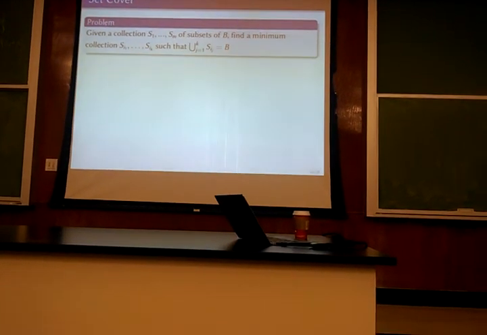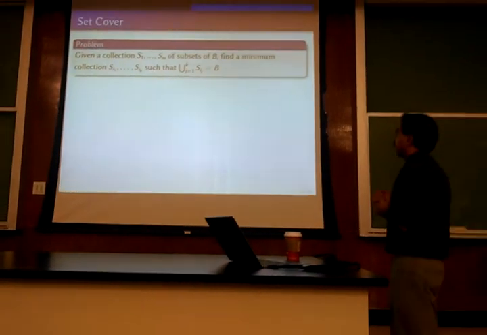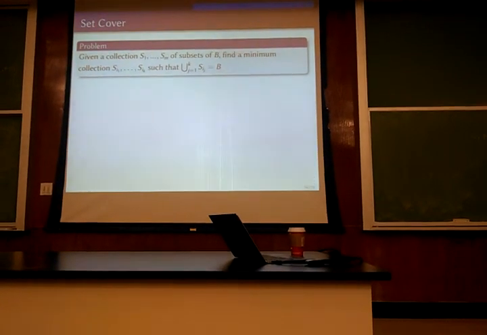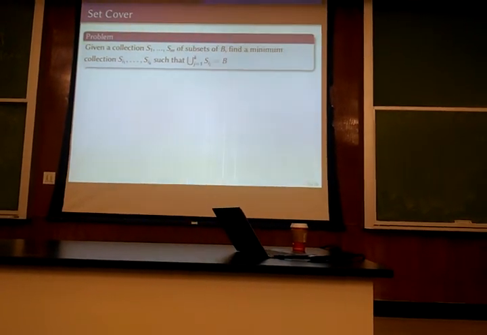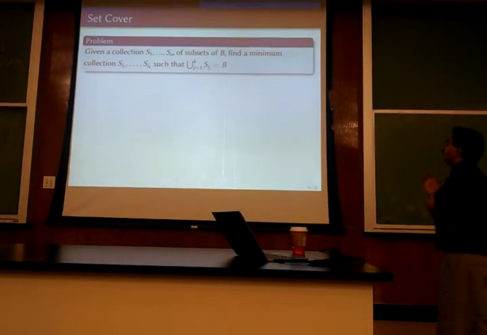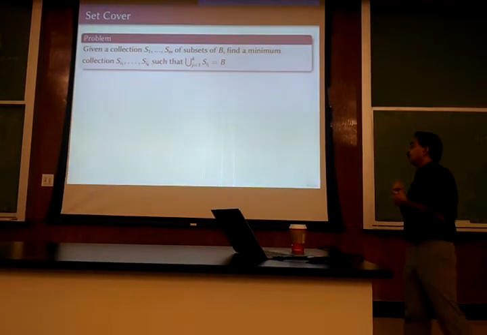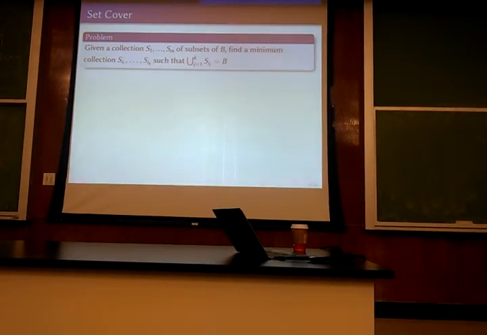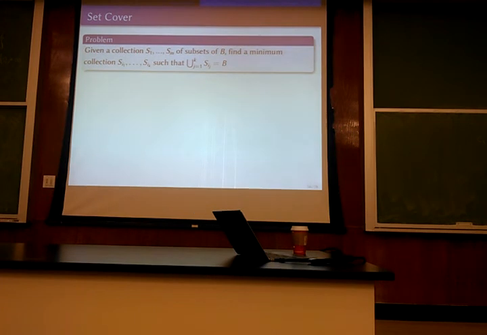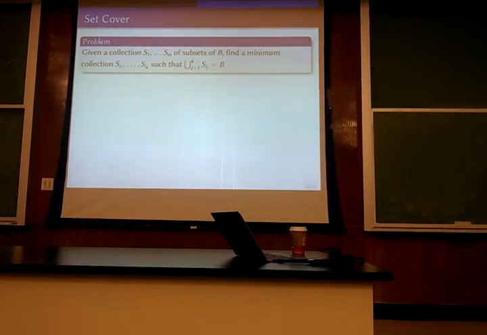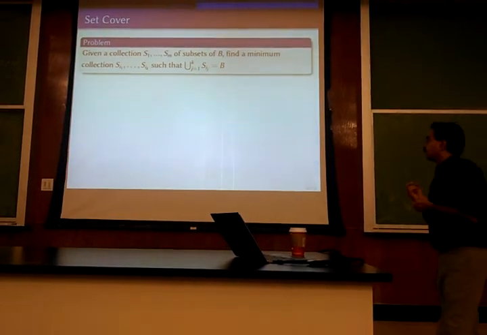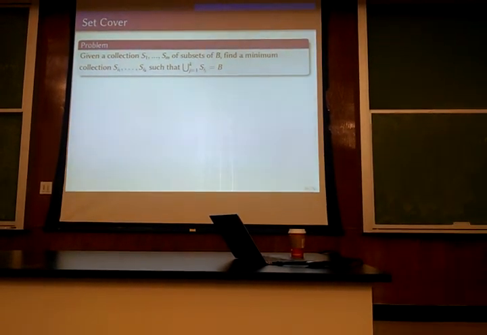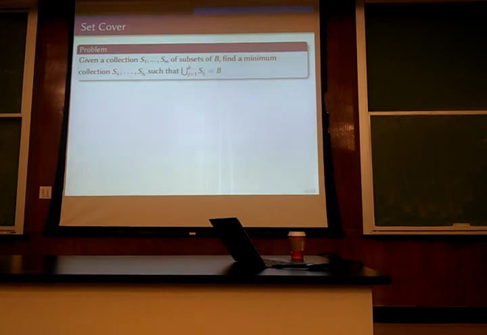So let's look at the next problem, which is set cover, right? I'm sure all of you have some intuitive idea of what set cover is. So let's define it formally. You have a set B, and then a collection of subsets of B, okay? And then you want to pick some of these subsets among S1 to Sn such that the union covers the entire set B. Okay? So that is the set cover problem.